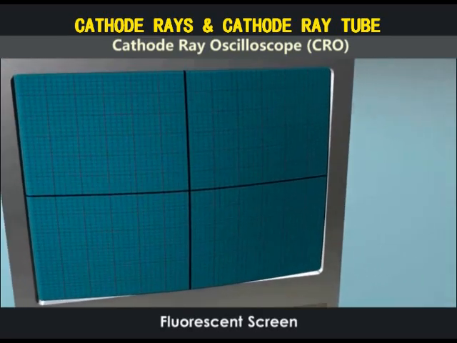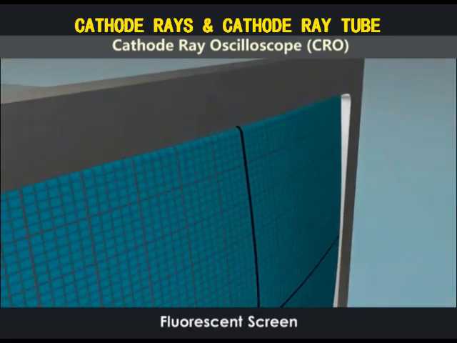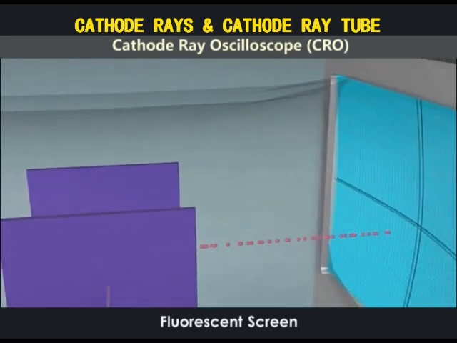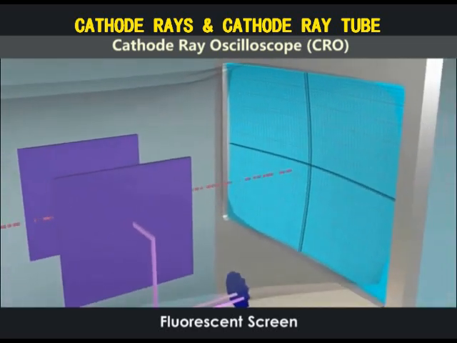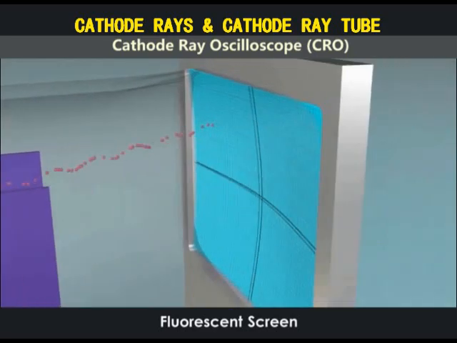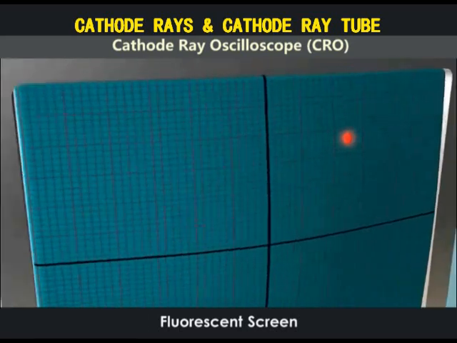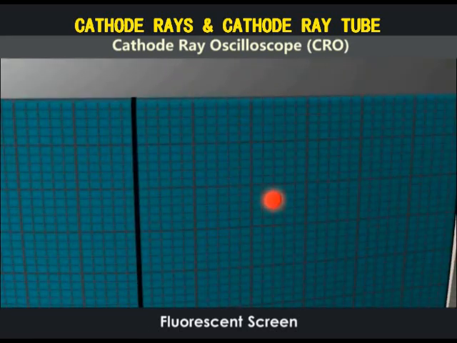The third part of the CRO is the fluorescent screen. The screen is covered from inside with a material that is sensitive to the electrons. When the electrons fall on the screen, it gives a bright spot in the position where the electrons hit it as seen from the outside.